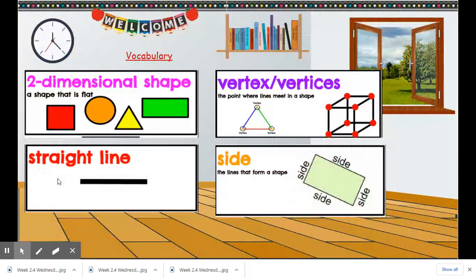Awesome. All right, our vocabulary. So we have two-dimensional shape, a shape that is flat, vertex or vertices, the points where lines meet in the shape. Okay, and if you notice, they circled the vertices here and here. And then straight line, which is of course a straight line, and then sides, the lines that form the shape.